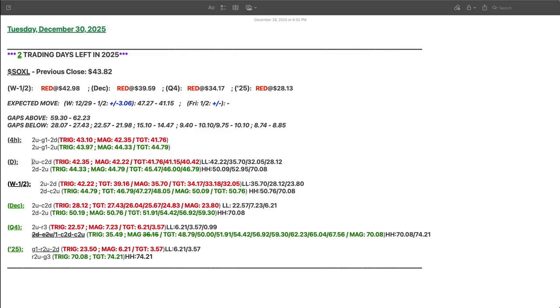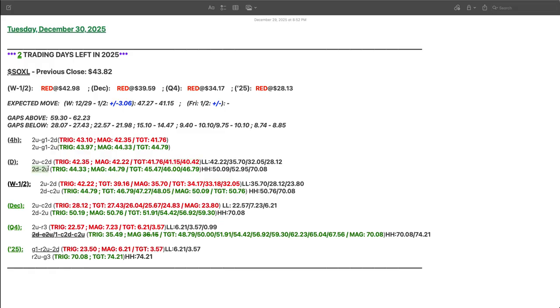On the day chart, if we go 2 down on the day, that triggers a 2 up combo 2 down. That triggers at 42.35. Not a lot of magnitude there, 42.22. But we do have the extended targets, that 41.76 that we talked about as the 61.8 fib of November's price action, and we've got some other extended targets out there for you if we continue to push down.